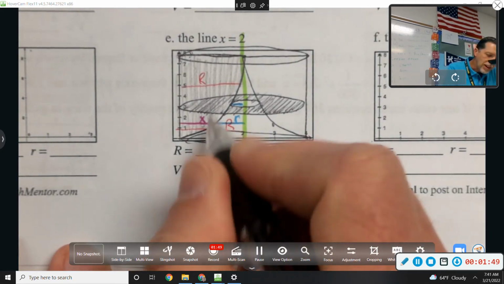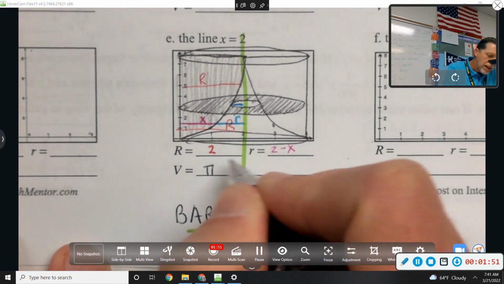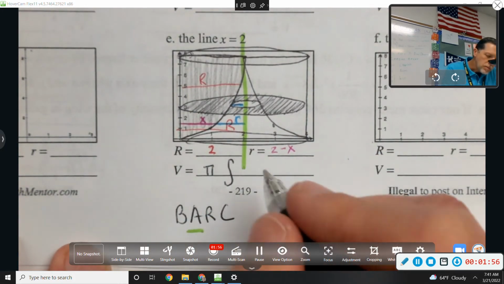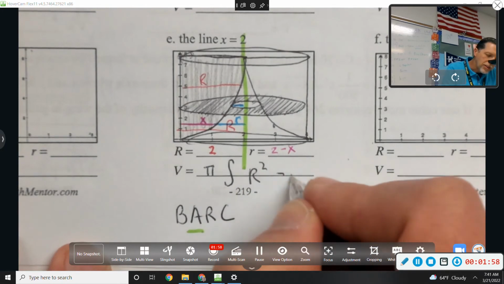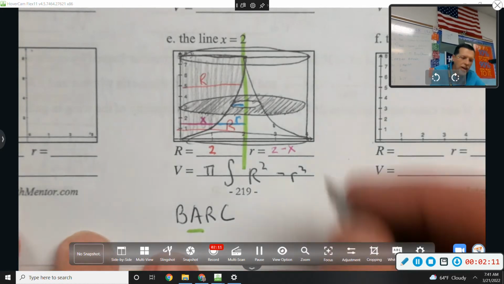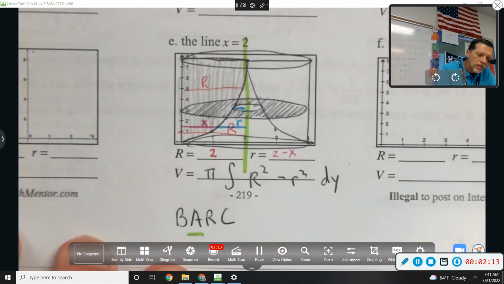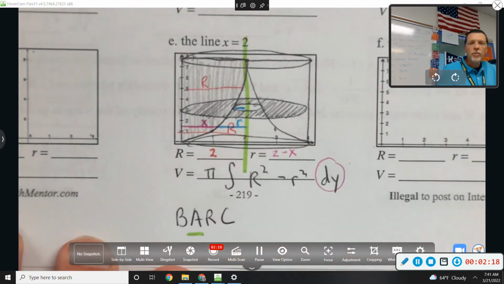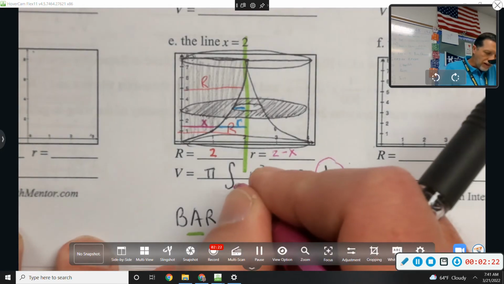Let's start writing the integral here. So pi integral. Remember, we can do big R squared minus little r squared as long as we have big R and little r properly defined. But is this dy or dx? How are my discs stacked up? Dy. So now that I know that it's dy, what are my limits from what to what? 0 to 8, because they have to be y limits.